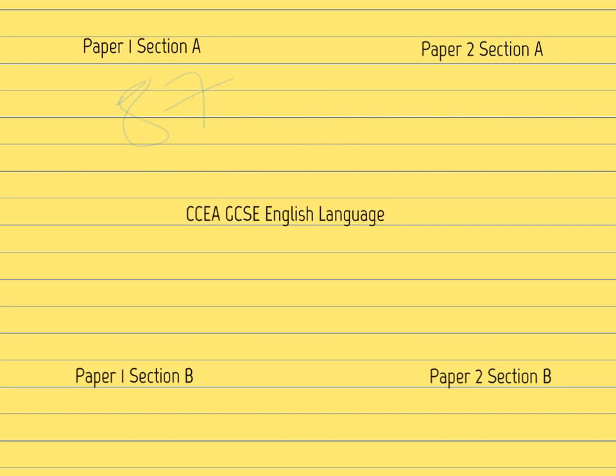Then we look at paper 2, section A. You have the option of either creative writing or personal writing, and you only do one. It is out of 88. Doesn't really matter which one you do, play to your own strengths.